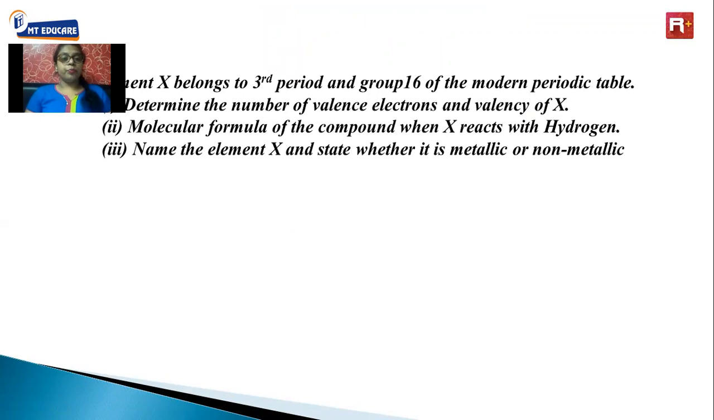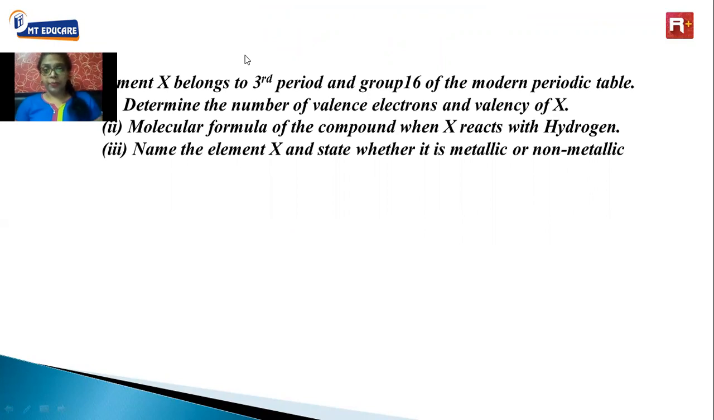Next question: an element X belongs to the third period and group 16 of the modern periodic table. The first question is to determine the number of valence electrons and the valency of X. The element belongs to the third period and group 16 of the modern periodic table. Determine the number of valence electrons.